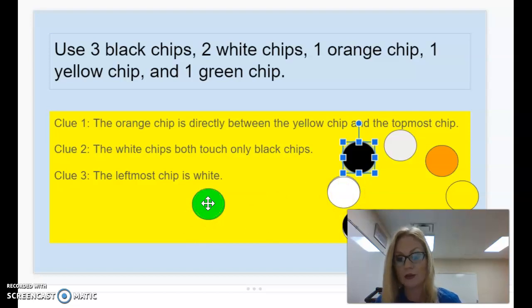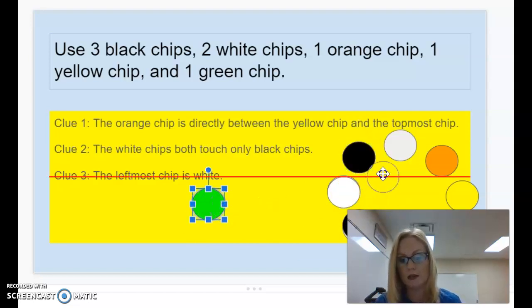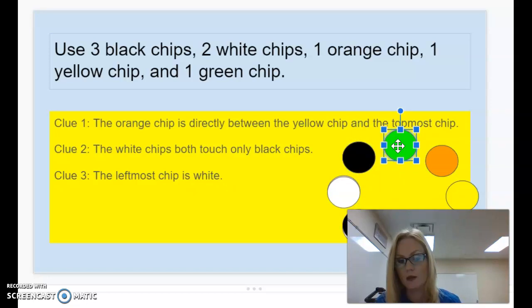Now, obviously, there is only one more space for the green chip. So there you have it. We have completed our logic link. All of the circles or dots are according to the clues.